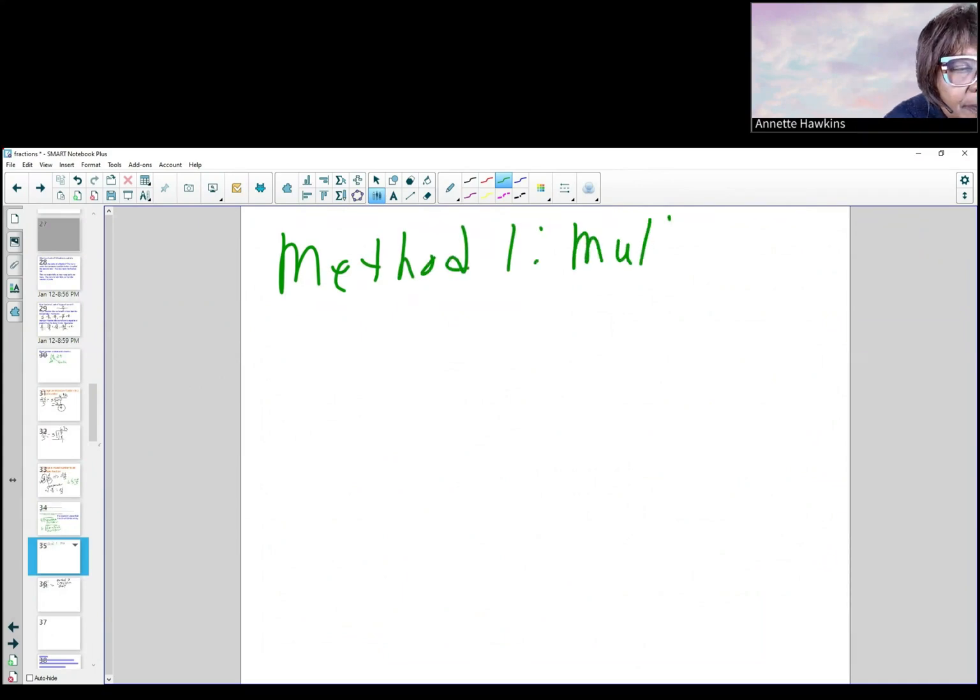Multiples. So the numbers are 4 and 6. So we just start writing multiples of 4. Now, what do we mean by multiples of 4? We start with 4 and keep adding 4.